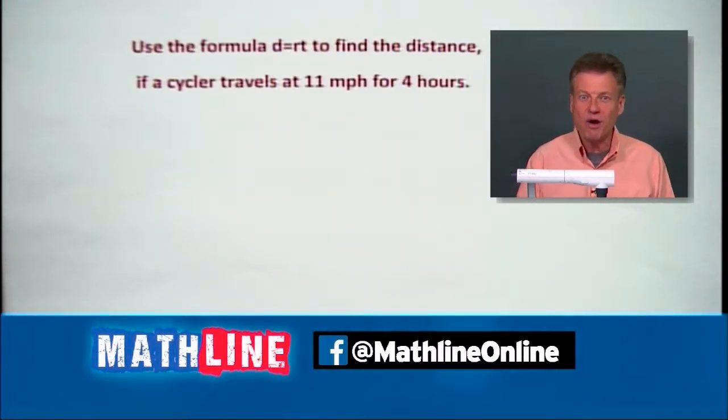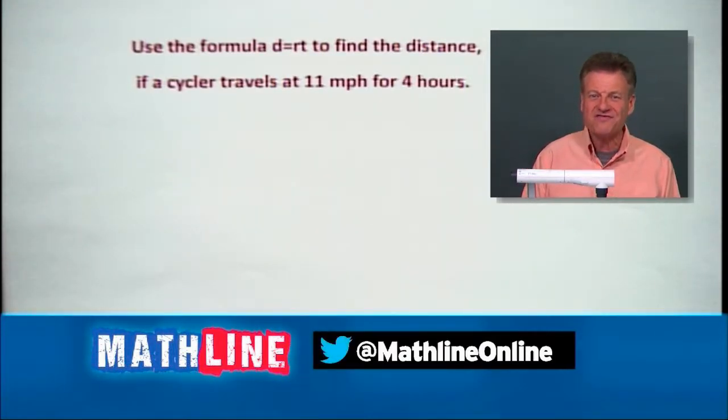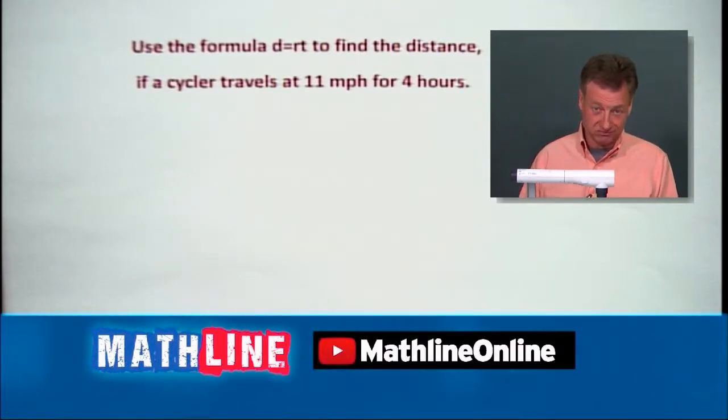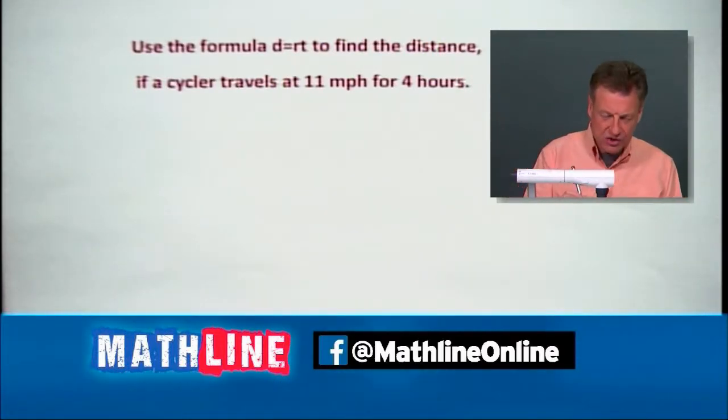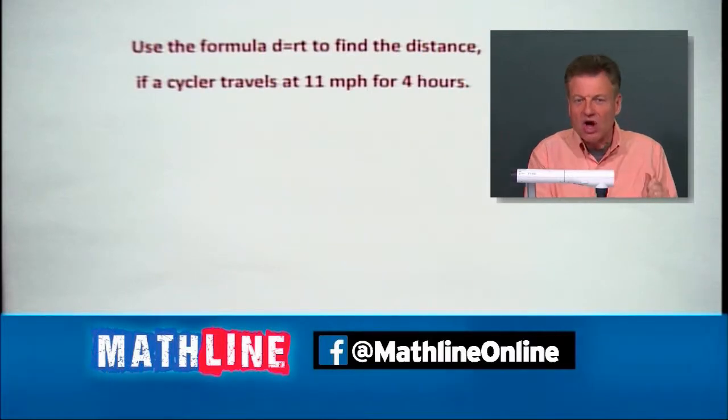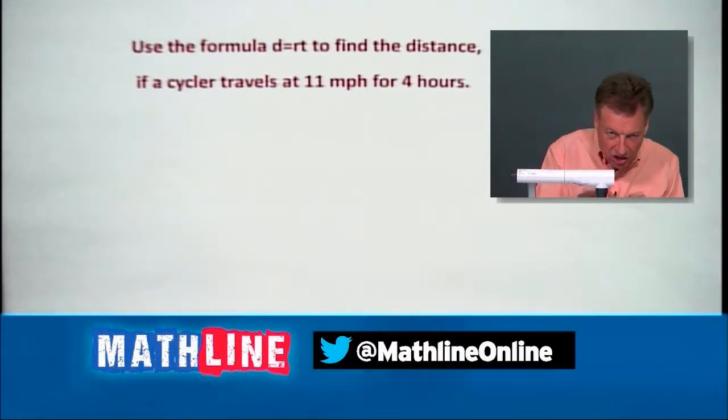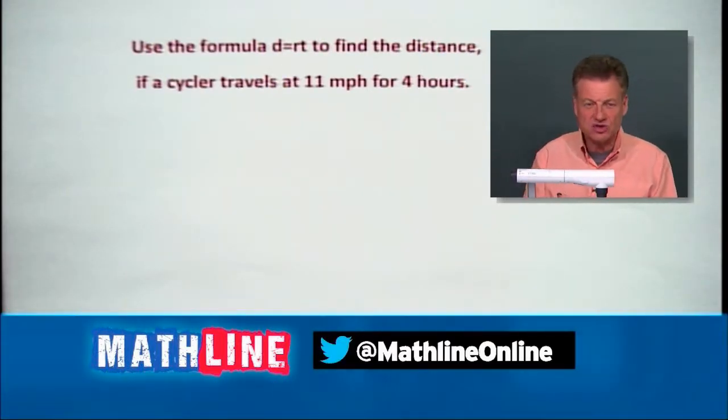It says use the formula D equals RT to find the distance if a cycler travels at 11 miles per hour for 4 hours. Straightforward. Everybody says, oh, Ernie, that's easy. I can handle that. Let's go through it, because if we can handle the little things, we can put them into bigger context, hopefully, and handle them just as well.